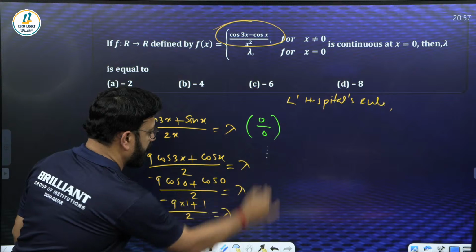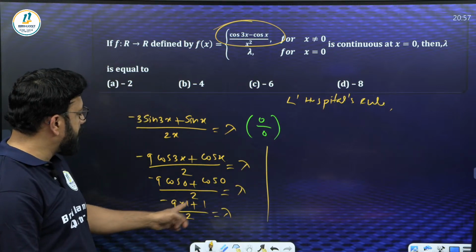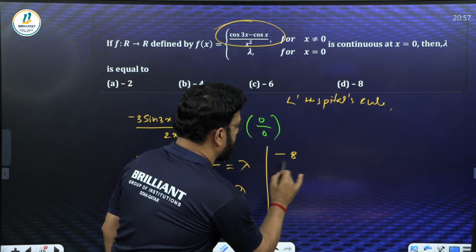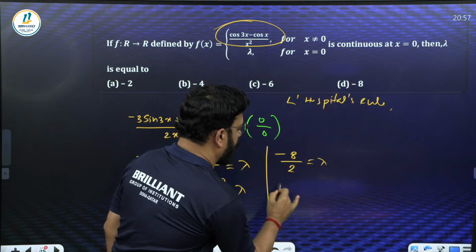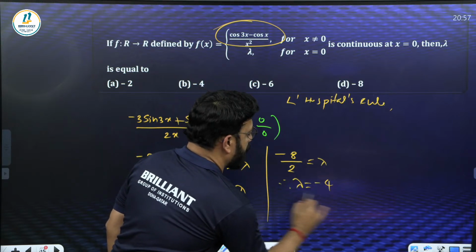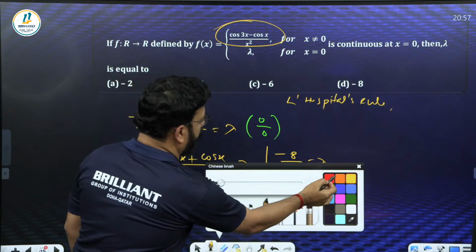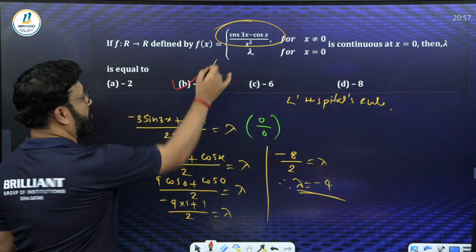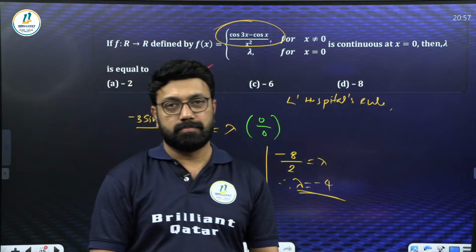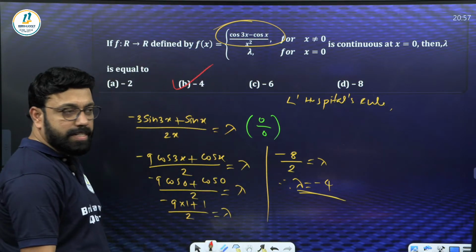Equal to lambda. What will we get? We'll get minus 9 plus 1, minus 8, by 2 equal to lambda. Therefore lambda goes to minus 4. We can check whether the option is there or not. Yes, minus 4 is the right answer. Minus 4 is the right answer.